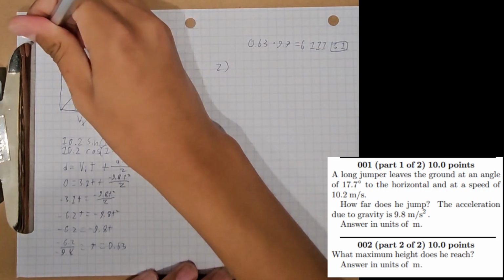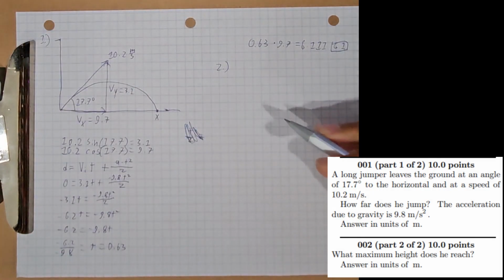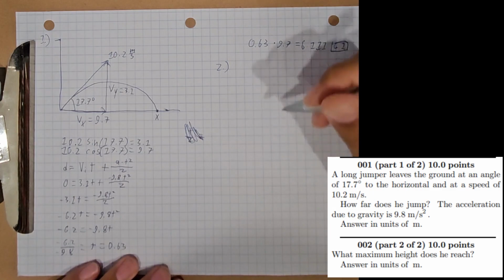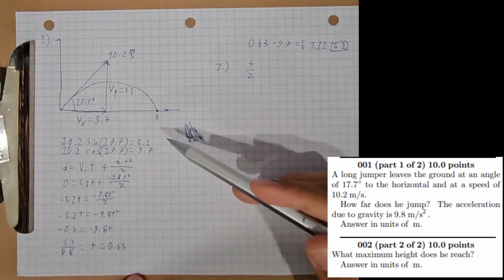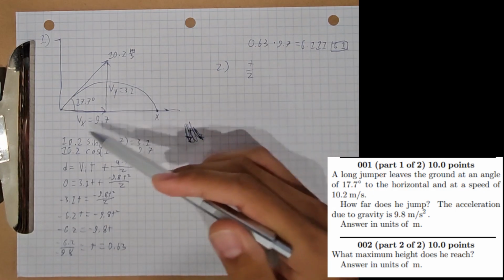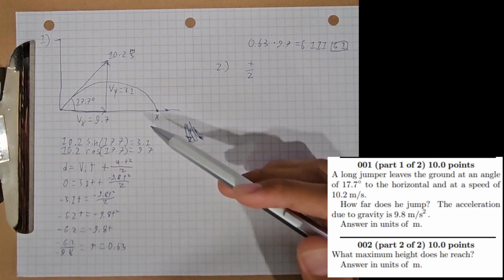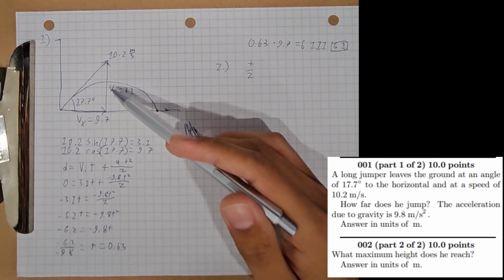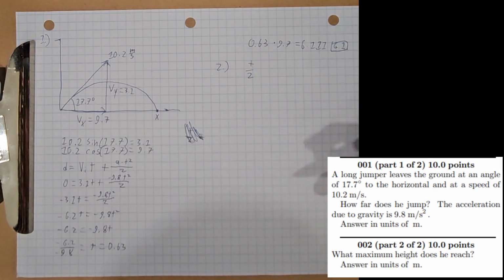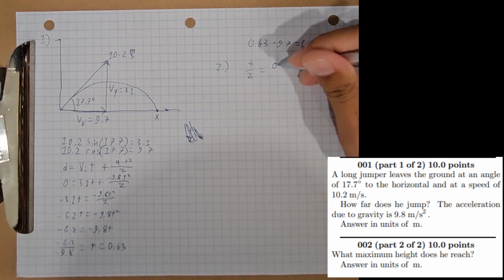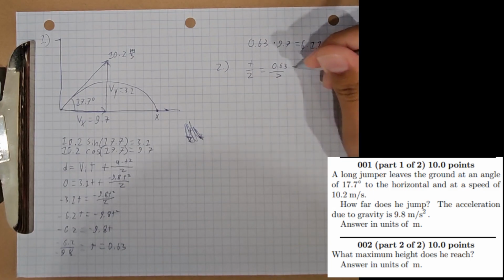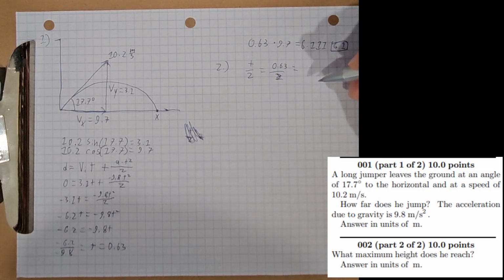So next, for part 2, what you'll want to do is take t and divide it by 2. What this gets us is the point in the middle of the parabola, because parabolas are symmetrical. That means that this will be the maximum point that the jumper will reach. So t over 2 is also equal to 0.63 over 2, which is 0.315.